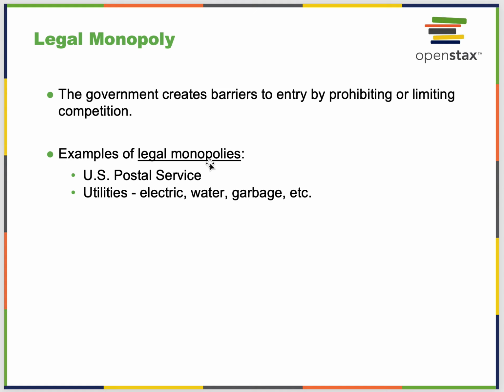Now, legal monopolies: the government creates barriers to entry by prohibiting or limiting competition. An example of a legal monopoly is the U.S. Postal Service. It is the only entity in the entire nation that theoretically could deliver to each and every address in the country each and every day. And even if there's no mail to be delivered to an address, the truck still drives by it, because it probably has mail for the address just before it and the address just after it. There are, of course, UPS and FedEx, and now Amazon and DHL compete in this business. But the U.S. Postal Service is subsidized by the government and is basically a legal monopoly for sending letters.